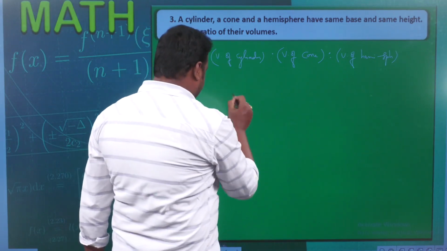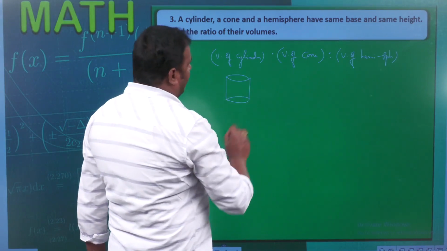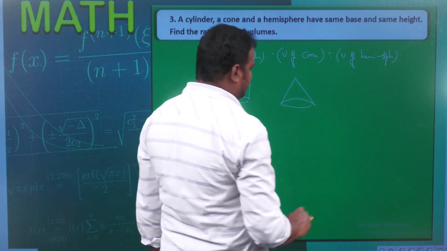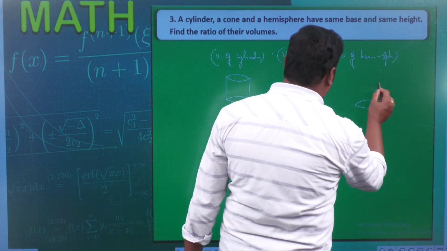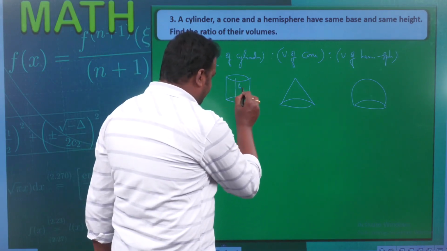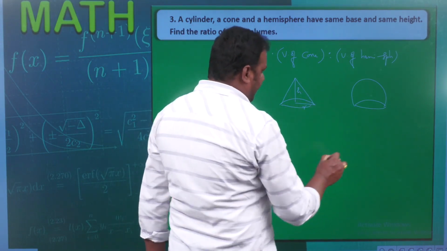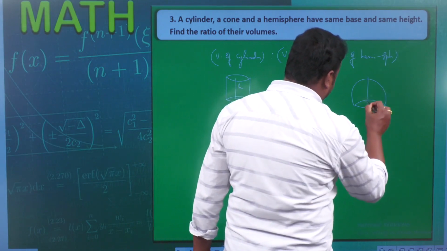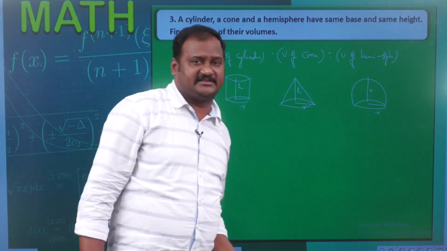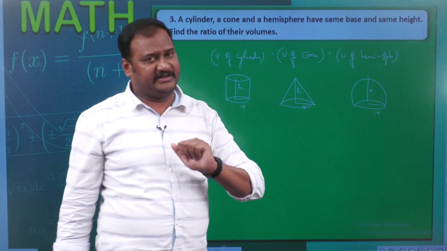A cylinder. For example, I am just drawing roughly for you to understand. This is a cylinder, and a cone. So this is a cone, and a hemisphere. So this is a hemisphere. If you observe all these three, here this is the height of the cylinder and this is the base radius, and this is the height of the cone and this is the base radius, and this is the radius of the cylinder, this direction and this direction. According to the given information, all are having the same base as well as the same height. So same height means this can be considered as height. So in this case, r is equal to h.